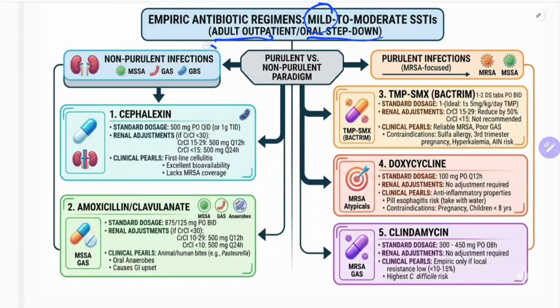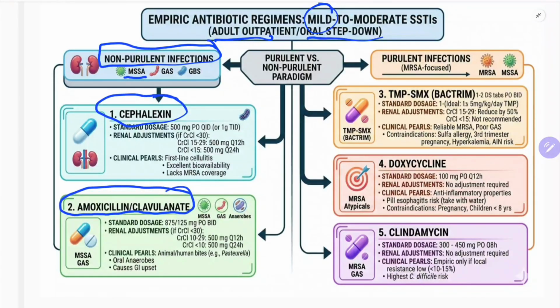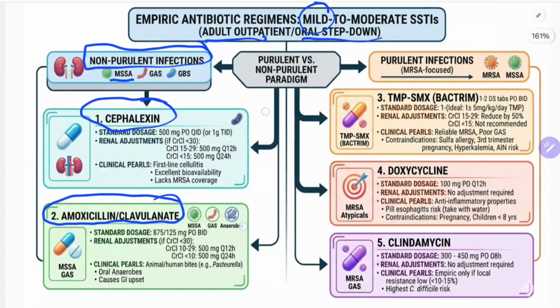So for non-purulent infections, mainly caused by streptococcus, and in some cases MSSA, meaning methicillin-susceptible Staph aureus, number 1 drug is cefalexin, and number 2 drug is amoxicillin-clavulanic acid. What is the dosage? Standard dose of cefalexin is 500 mg per oral twice daily. Renal adjustment is required only if it falls less than 30, meaning G4 stage.